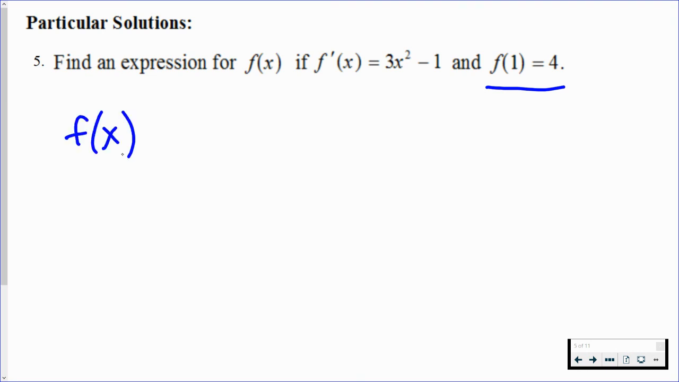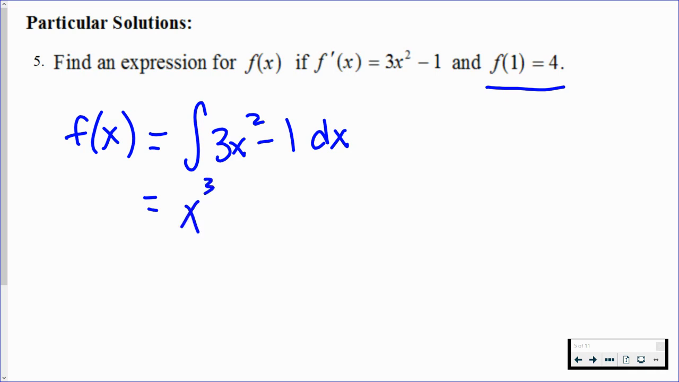So we know that f of x would be the integral of f prime, which is 3x squared minus 1 dx. So now, if we try to take that integral of 3x squared, x squared becomes x cubed over 3, and we're multiplied by 3, so we just have x cubed. Integral of negative 1 is negative x, and we need plus c.